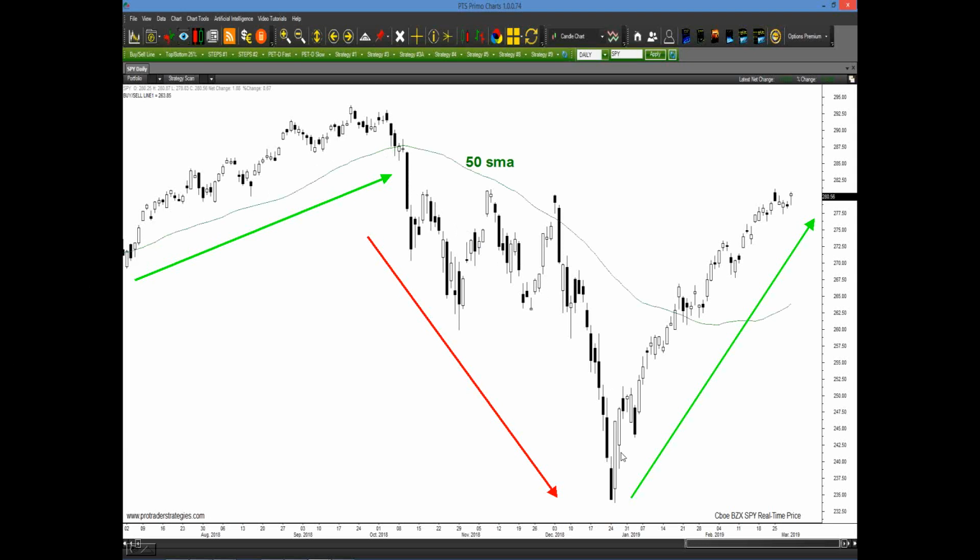Now remember, this is not designed to pick tops and bottoms. It's just designed to get us on the right side. Now, sure, we had a really nice rally here, but at this point, you would have said to yourself, okay, I'm only looking at this from a buyer's perspective. Remember, this is not a strategy.